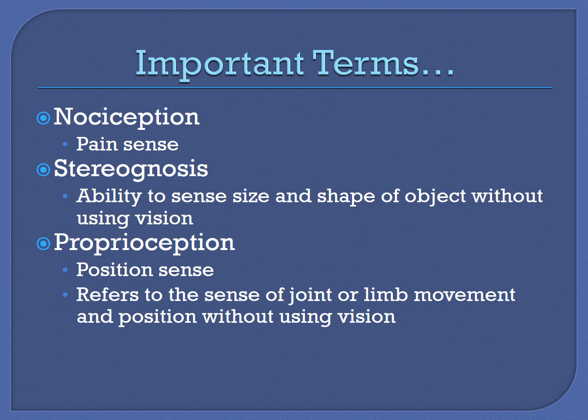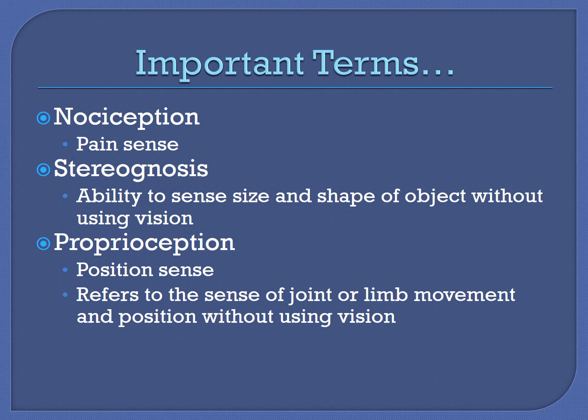Some terms that you need to be familiar with. For those of you who are in health assessment, you probably know this already. For those who are not, you will eventually get there. Nociception is basically your ability to feel pain or sense pain. Stereognosis is the ability to sense size and shape of an object without using your vision.